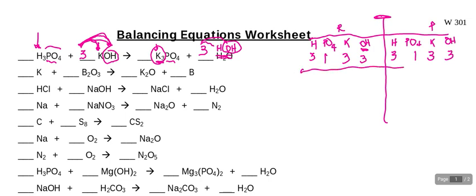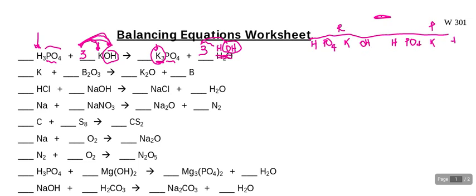My job is to make sure that these numbers match up. 3, 1, 3, 3. So that means that I've got the same number of each type of atom on both the reactant side and the product side of this equation. So that one's balanced. All right, see if we can do another couple before I leave you to complete the worksheet on your own. All right, so let's take a look at example number 2 now.